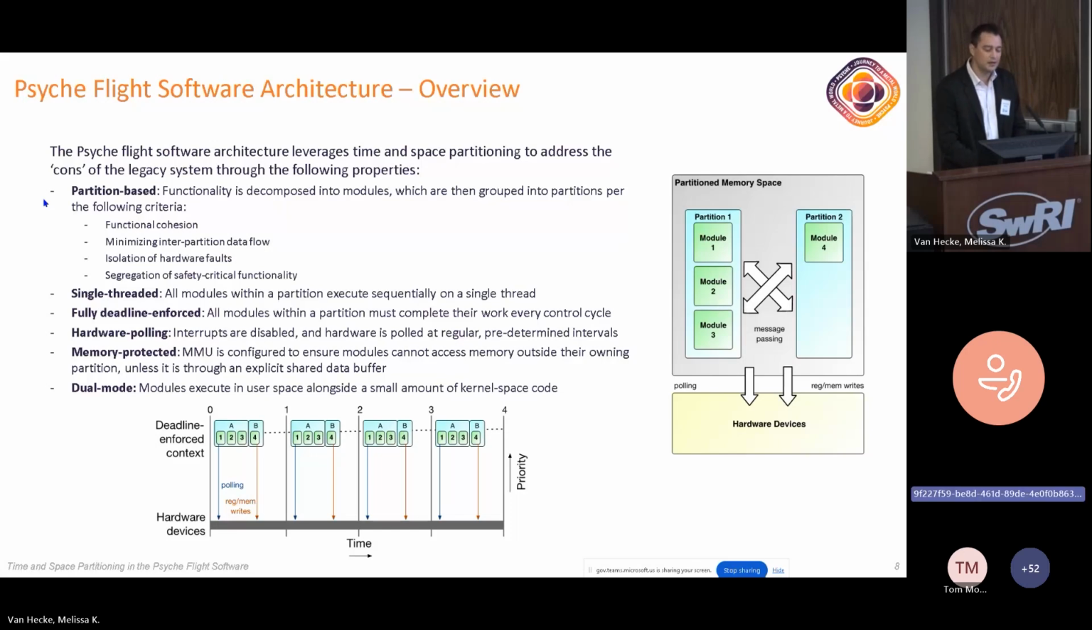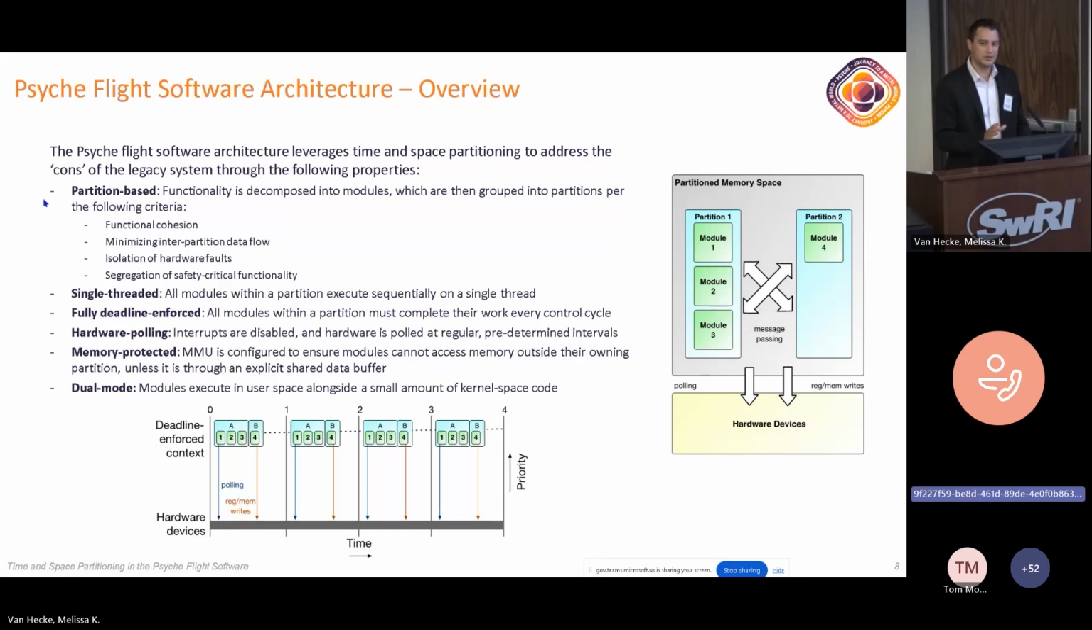We want to be able to isolate hardware faults, and we want to segregate safety critical functionality from non-safety critical functionality. So for example, we would want to put all of our science instrument management in a non-safety critical partition and our G&C device management and algorithms in a safety critical partition.